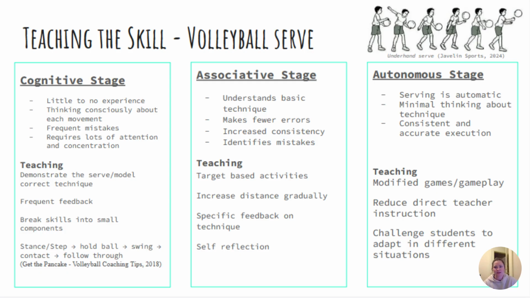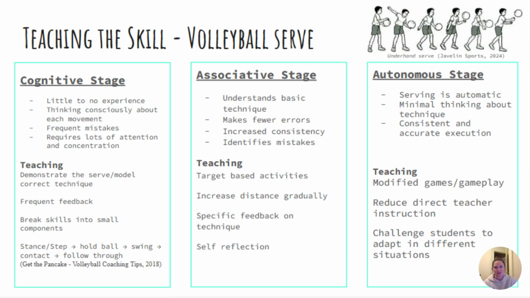Moving on to the associative stage, this is when the learner now understands the basic technique, makes fewer mistakes, and is becoming more consistent. At this stage, the teacher can use target-based activities, gradually increase distance, and give specific feedback. The learner can also reflect on their own performance and identify mistakes.